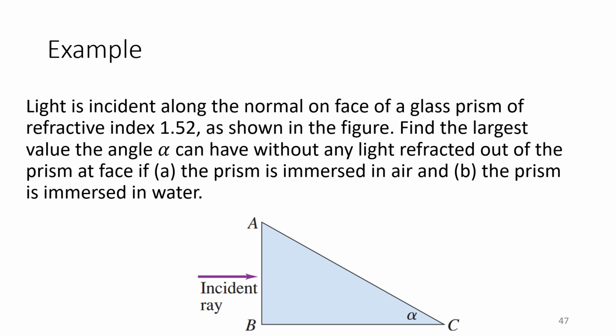For the second example, we have light incident along the normal of a face of a glass prism of refractive index 1.52 as shown in the figure below. So the incident ray is going to hit the boundary AB. Now we're supposed to find the largest value that the angle alpha, which is this angle, can have without any light refracted out of the prism if A, the prism is immersed in air, and B, if the prism is immersed in water. I will leave understanding the solution up to you, but I will give the clue that no refracted ray will be present if total internal reflection happens.